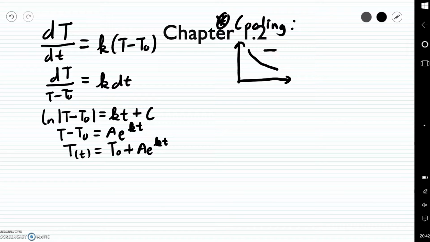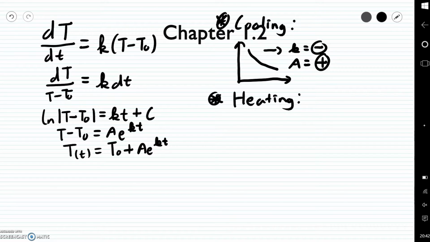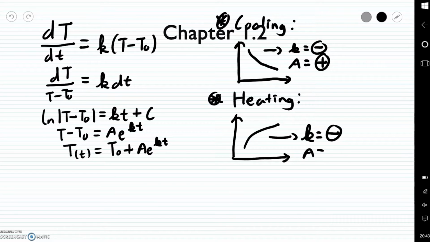If we draw the graph, we can see that the value of k is always negative. The difference is in the value of A, for which A is positive for the cooling process. In contrast, the value of A will be negative when the heating process occurs, while k remains negative.